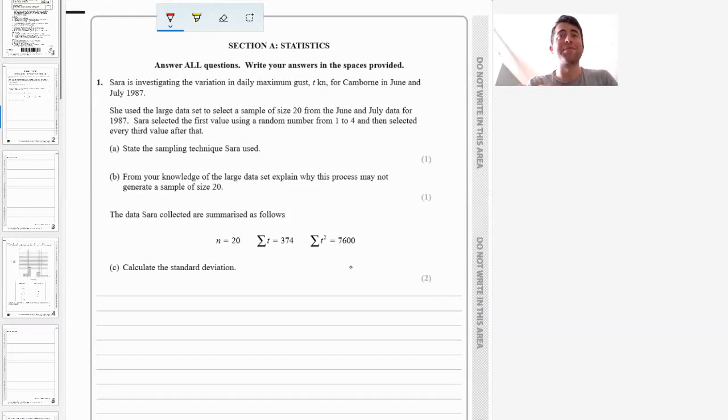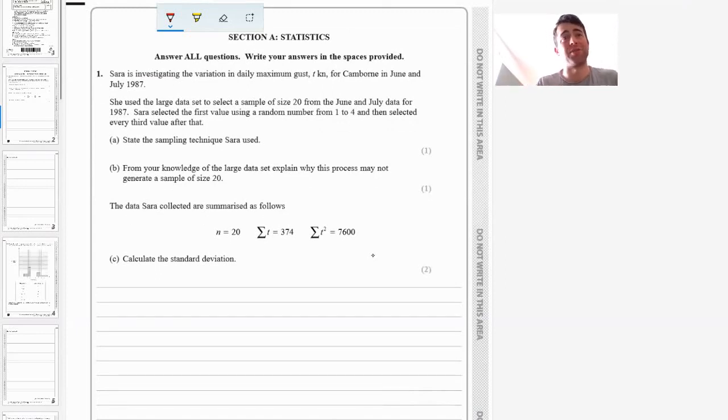Part C is more of a standard stats question. We've got some summary data. We've got the number of data points, we've got the total, and we've got the total of the squared values. And we need to put those together to make the standard deviation.